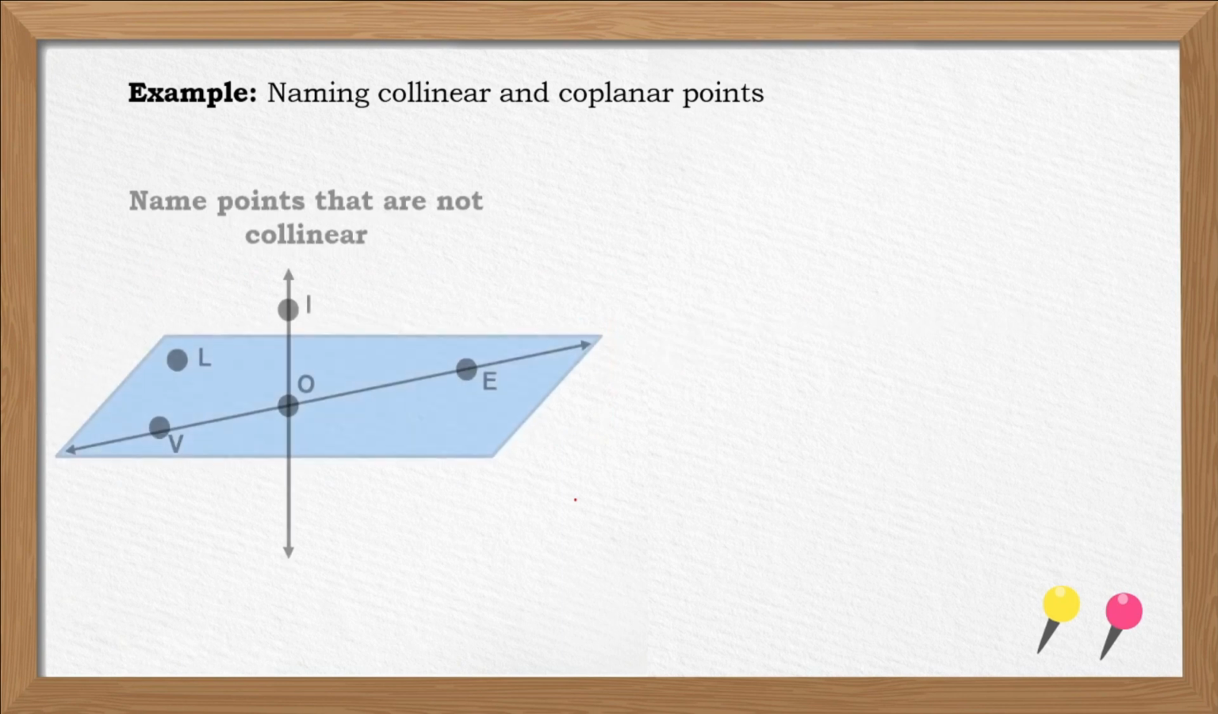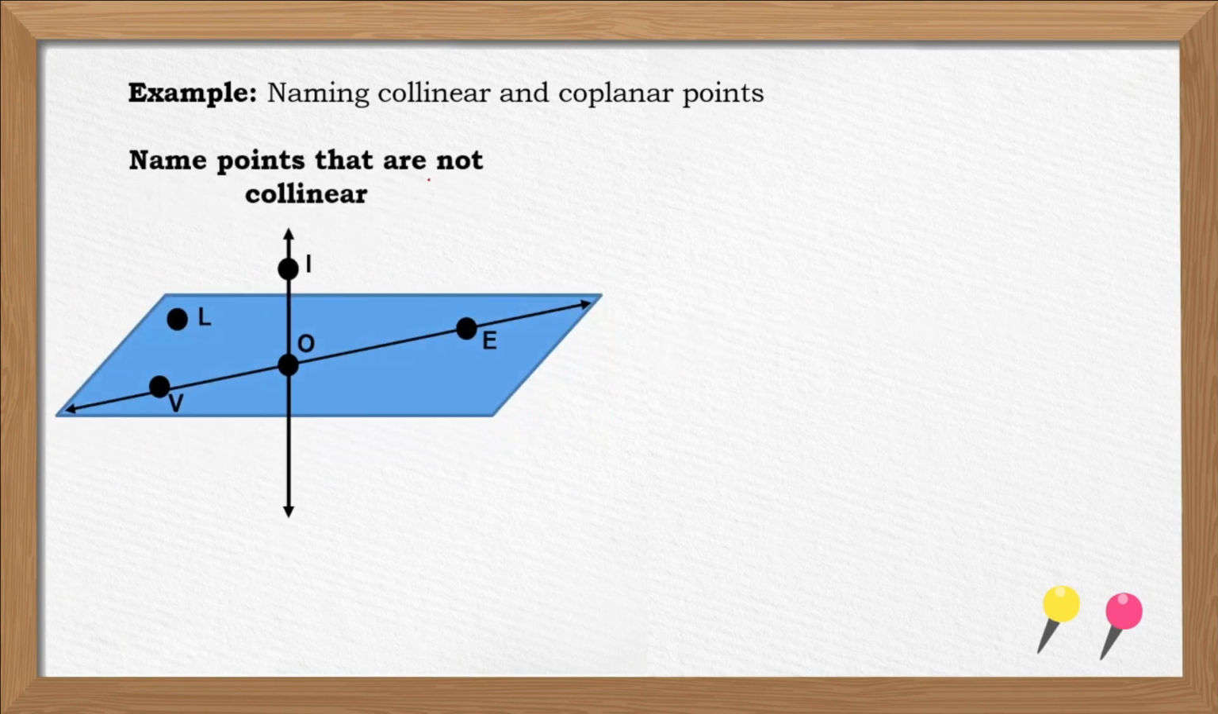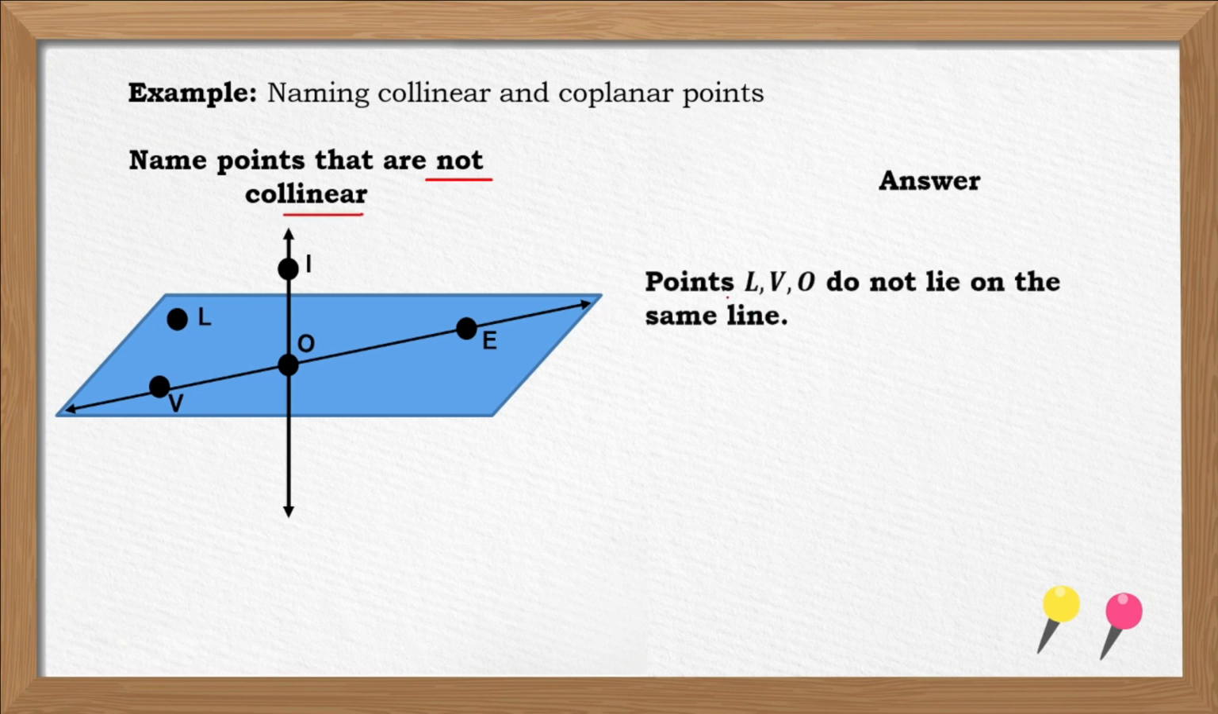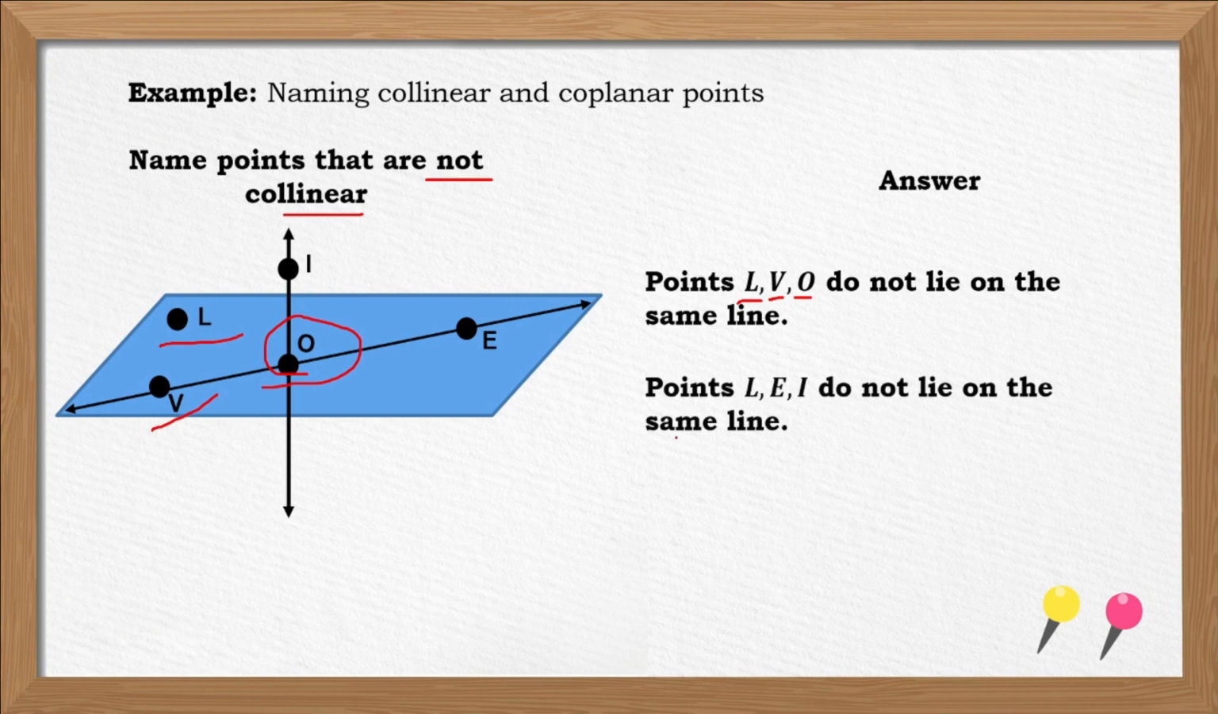Okay, another example. Name points that are not collinear. So the term here is not collinear. So we can say that points L, V, O do not lie on the same line. So they are not collinear. Or points L, E, I. They are not collinear because they do not lie on the same line.